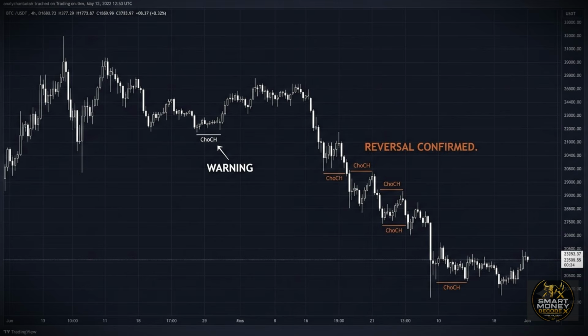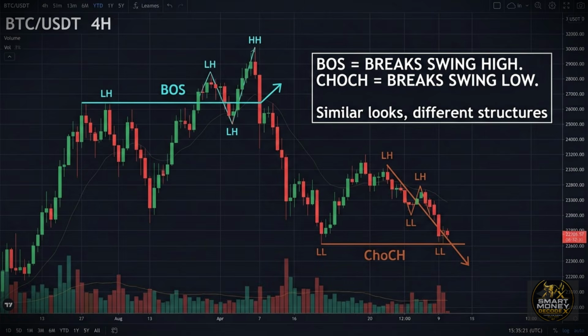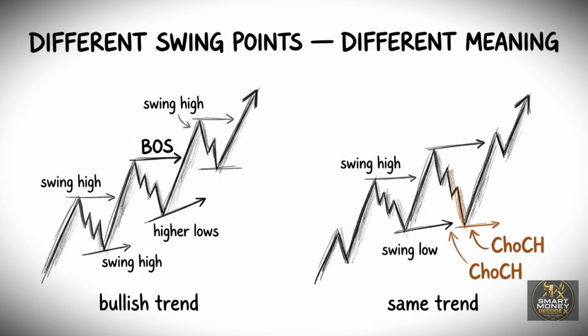Here is the distinction that most traders miss. A break of structure is a continuation signal. A change of character is a potential reversal signal. They look similar, but they are completely different events because they break different swing points. A break of structure breaks a swing high in a bullish trend. A change of character breaks a swing low. When you learn to see which type of break is happening in real time, you gain the ability to distinguish between a trend that is continuing and a trend that is dying.